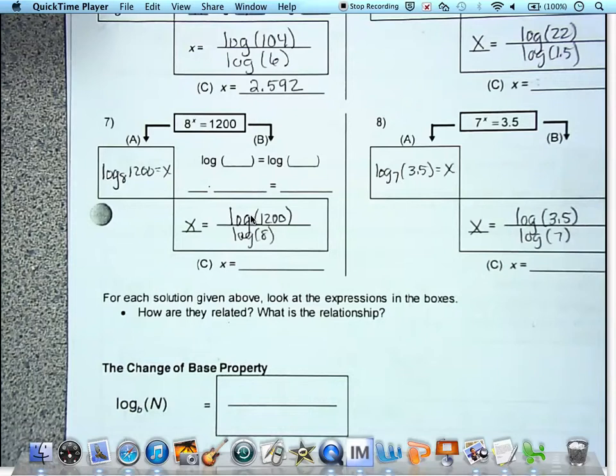and this. That's right. Log n divided by log b. Oh, wait, I did mine backwards. Hold on. That was my first one.